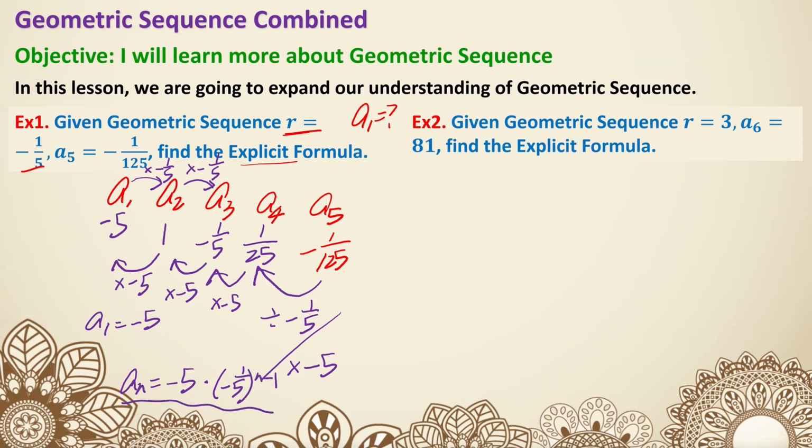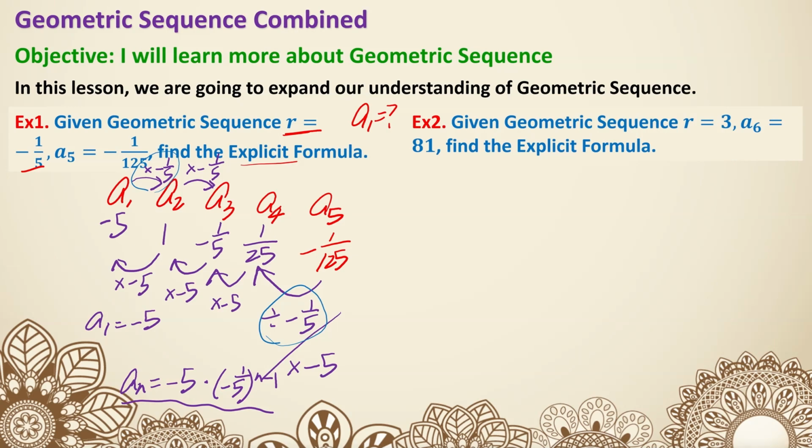That's our explicit formula. So one thing again to be careful, if you multiply this way going forward, when you go backwards, you have to divide. And when you have a fraction, you can change it into multiply by the reciprocal. That's example 1. Example 2. You can pause here and try it out. Okay, let's have a look.